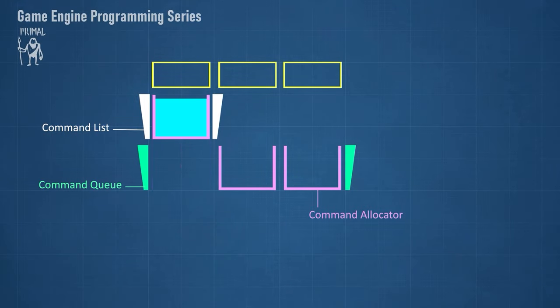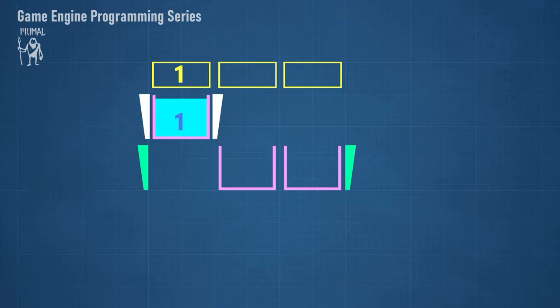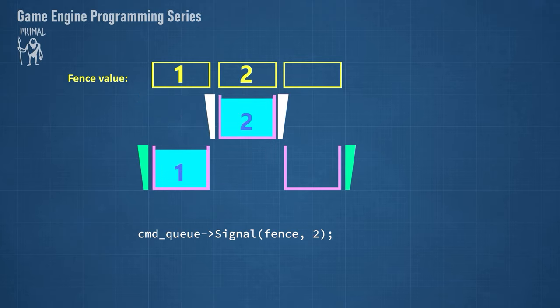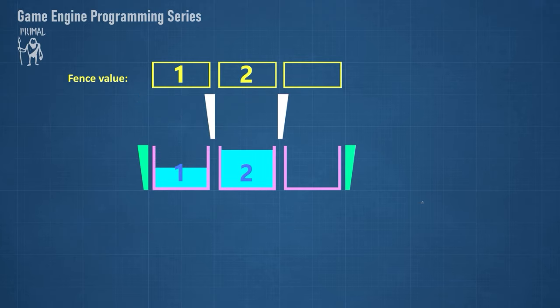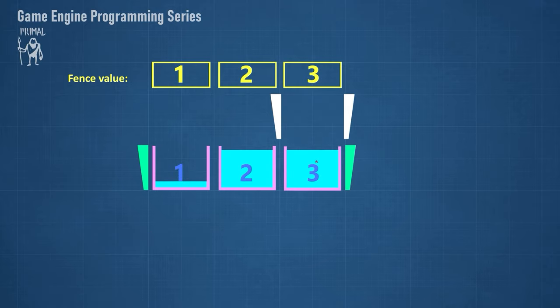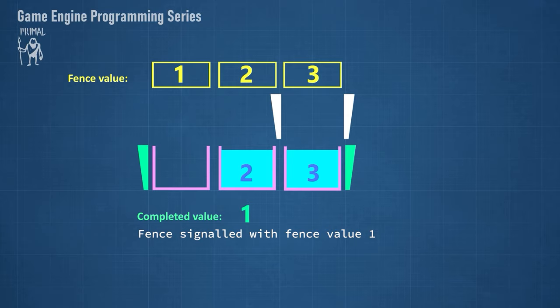In order to synchronize CPU and GPU, we can assign a number to each frame while recording commands. We call this number a fence value because we'll use a fence to communicate this number between GPU and CPU. The fence value is monotonically increased after each frame. Whenever the GPU has finished executing commands in a frame, it will signal the fence with that frame's fence value. The signaled value is called the completed fence value.